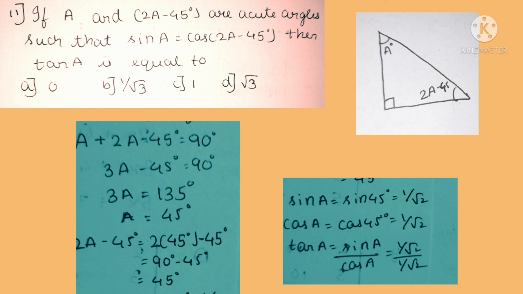So sin A is nothing but sine of 45 degrees, which will be 1 by root 2. Cos of 2A minus 45 degrees, what will be the value? Again it will be 1 by root 2. So tan A is nothing but sin A by cos A. 1 by root 2 divided by 1 by root 2 will give the answer as 1. So the option will be C.